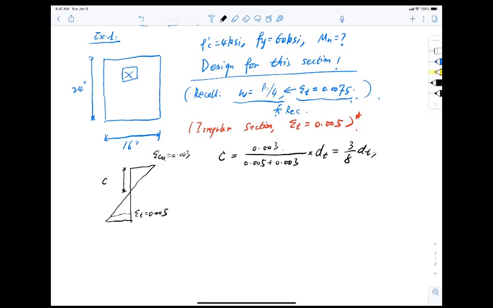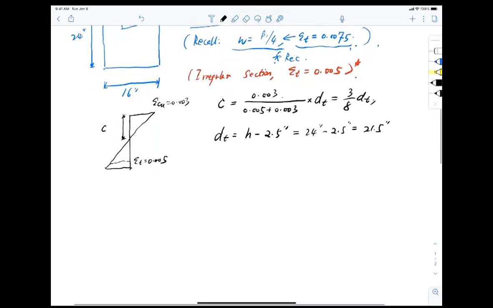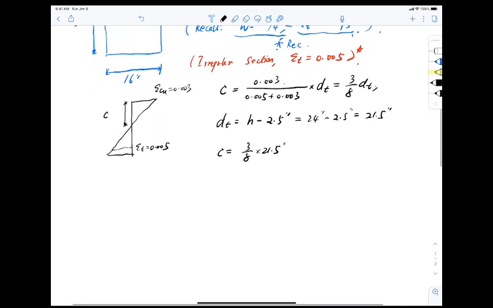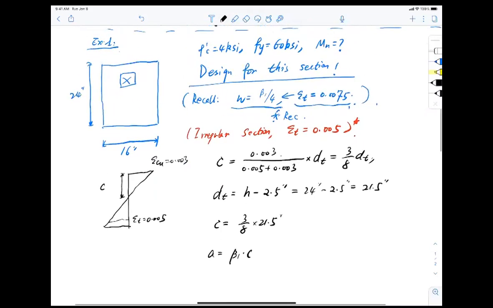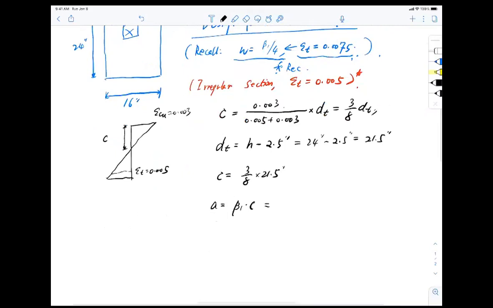Okay. Now with that, we also know that dt for a single layer reinforcement equals h minus 2.5 inch. All right. Now h here is 24, which is given. Minus 2.5, I get about 21.5 inch of depth. So with that, I can immediately get c equal to 3/8 of 21.5 inch. But I didn't even bother to calculate a, which should equal beta1 c for 4 ksi concrete. What is my beta1 value here?